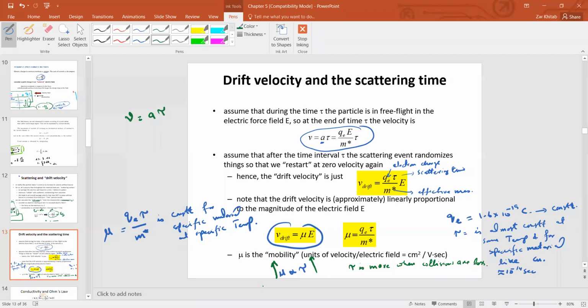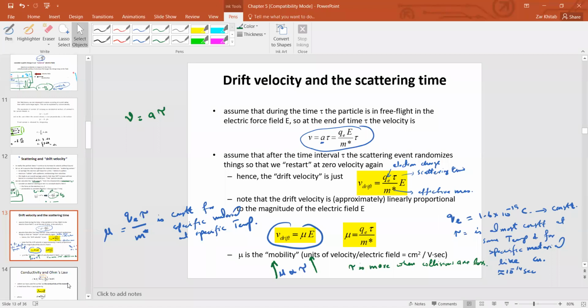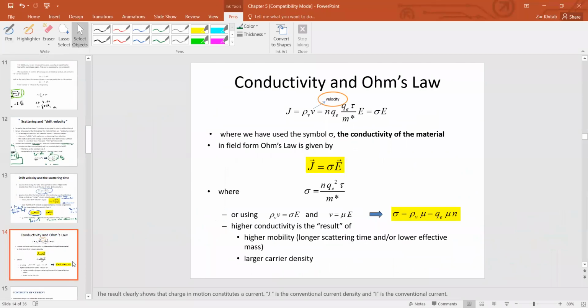Okay. So now again, there's an Ohm's law of the conductivity, and that Ohm's law means J क्या चीज था? J क्या था?